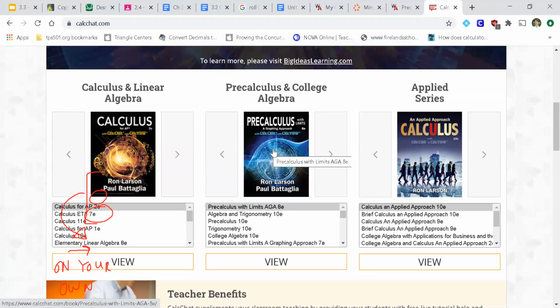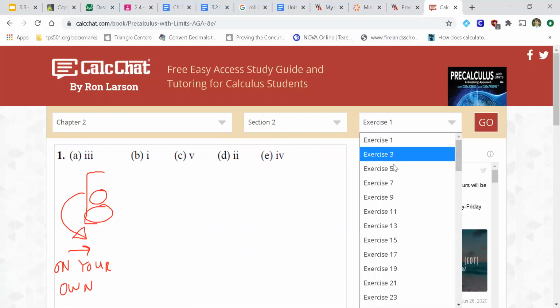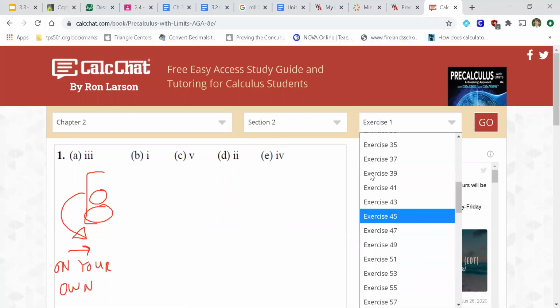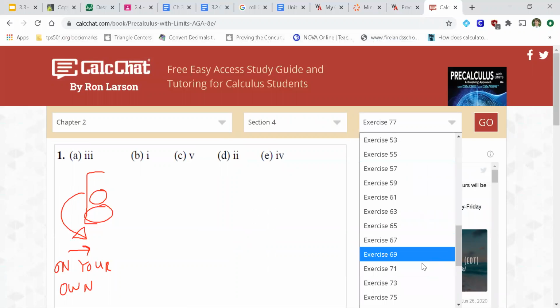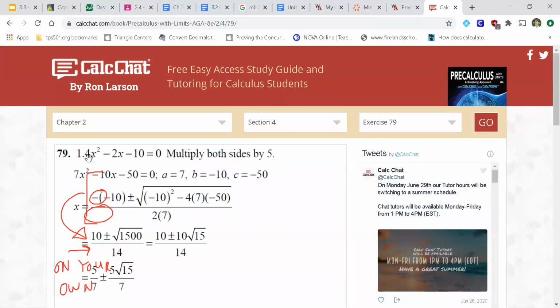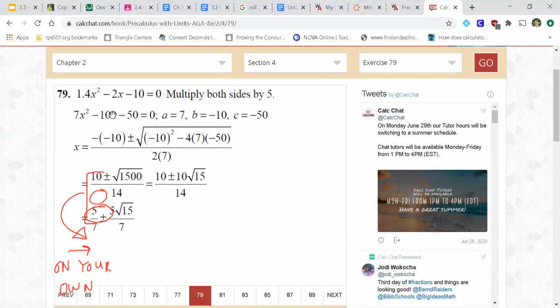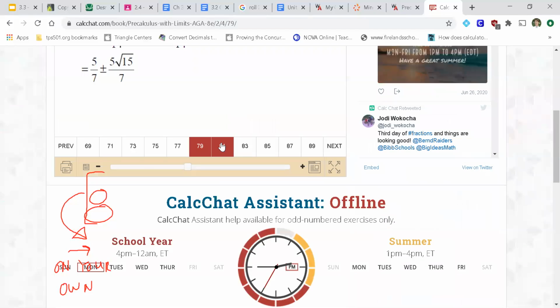Your textbook is like the first one in here. If you just click it, you can click any chapter, any problem. Let's say I'm looking at section 4, problem number 77. How do I do that? Or sorry, let's try 79. There you go. And it'll walk you through the answer key to that. Some of them even have video lectures.